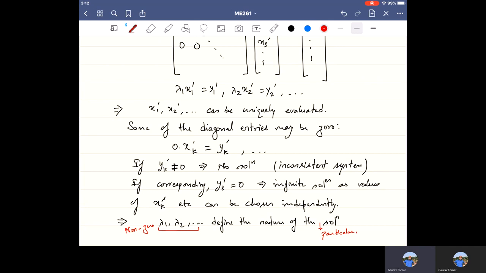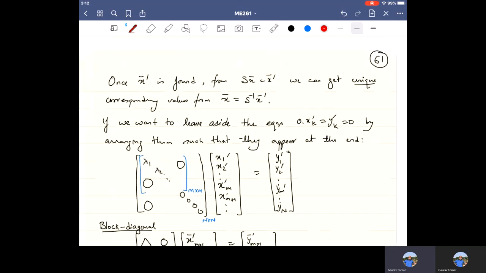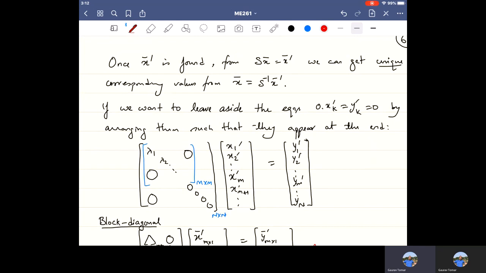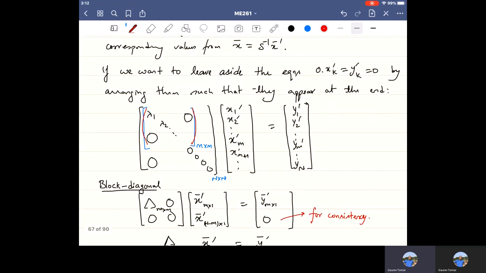They define the nature of the particular solution that you have. So what we have realized is that we have received a particular hint of a particular solution in terms of these non-zero diagonal entries that you have here.